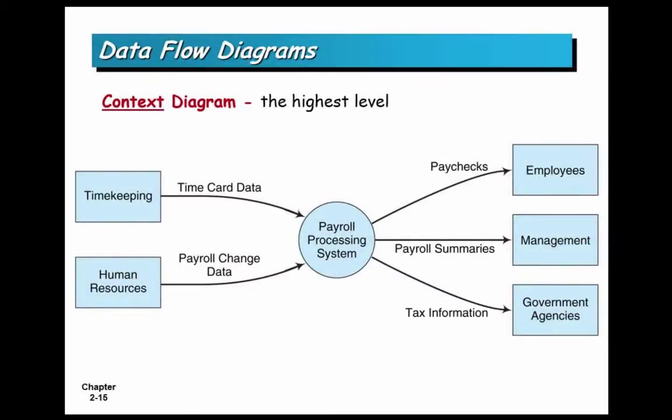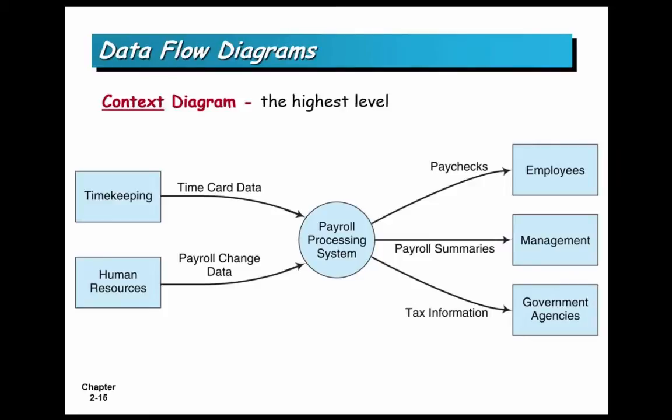The context diagram. This is the highest level. So if you have a system, the entire system is a single circle, one process, and it just looks at which are the entities external to that system that will be interacting with that system. And at a very, very high level, what is the information flow between that system and the external entities?